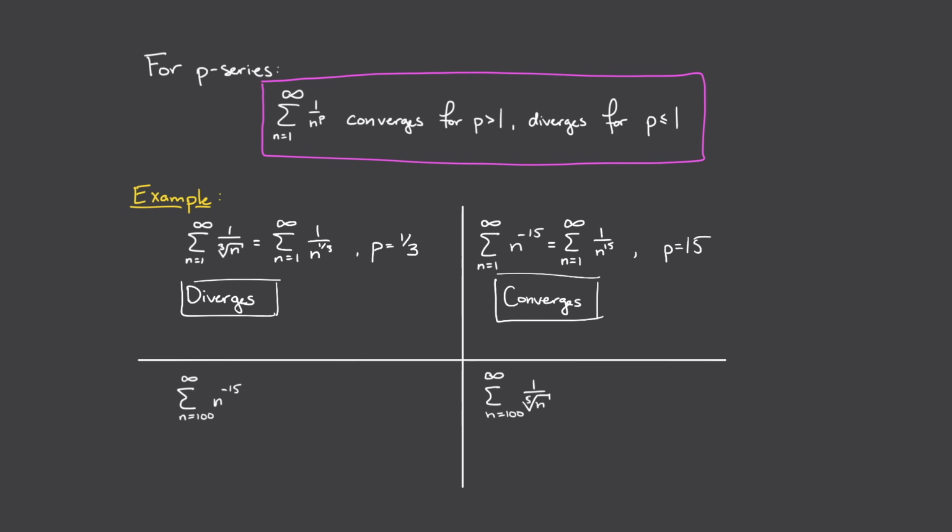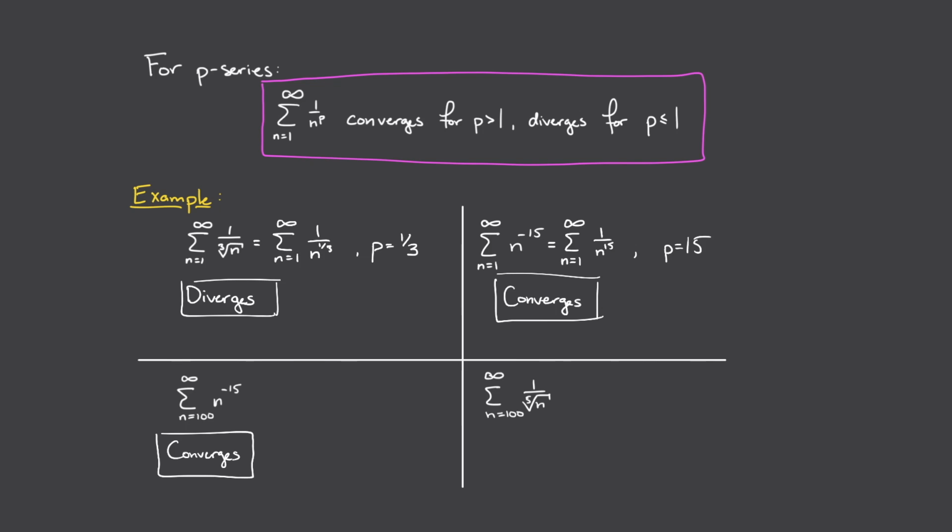Now, both of these series started at n equals 1. So does anything change if we start at a different value? For example, what if we had the sum from n equals 100 to infinity of n to the minus 15? It turns out that this series behaves exactly like the last example. It's just missing the first 99 terms. And so this series also converges, for the same reason the last series did.